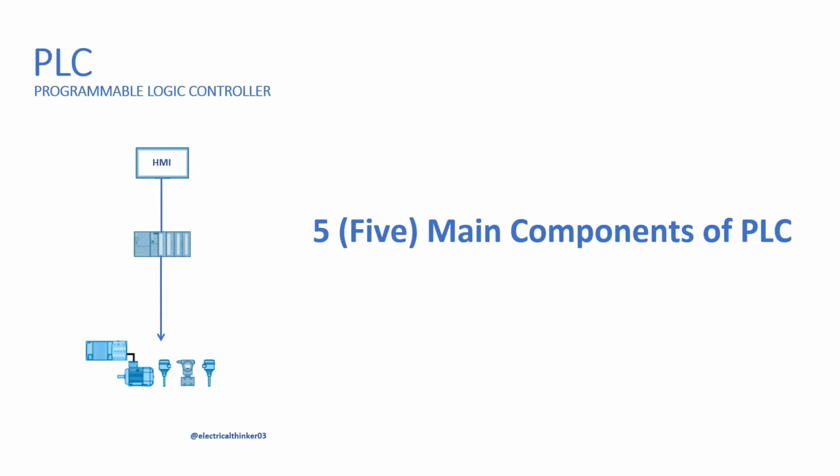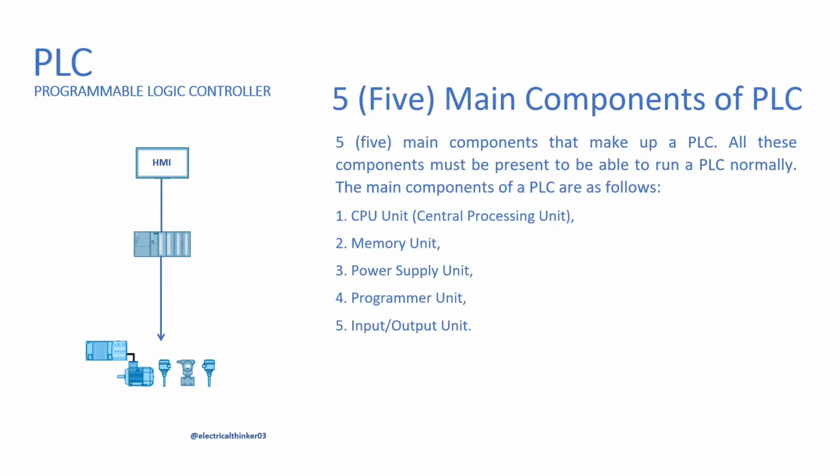5 main components of PLC. 5 main components that make up a PLC. All these components must be present to be able to run a PLC normally. The main components of a PLC are as follows.